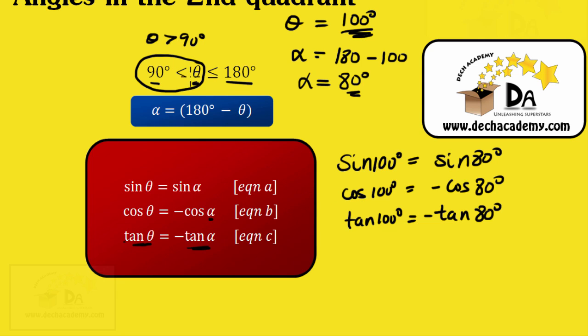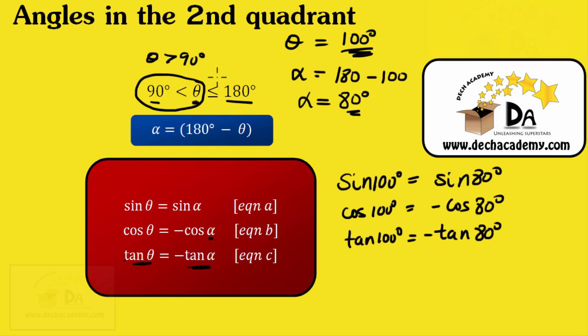But the key thing to note is for angles in the second quadrant, so angles that are greater than 90 degrees, but less than or equal to 180 degrees, you have to find a related angle alpha, which is given by 180 minus theta. So theta was your angle in the second quadrant. And the sine of that angle theta is given by sine of alpha. The cosine of the angle theta is given by minus the cosine of alpha. The tangent of that angle theta is equal to minus the tangent of alpha, that related angle we found.